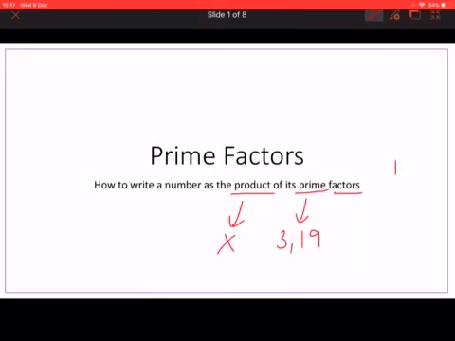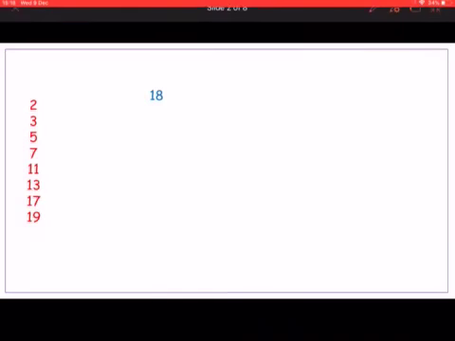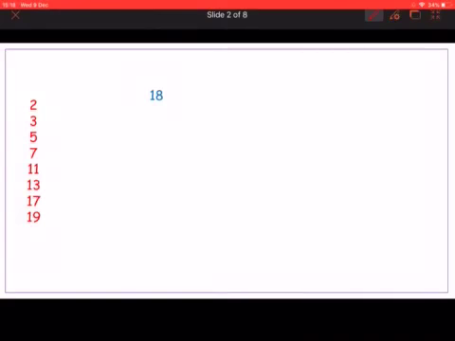So, for example, factors of 10 are 1, 2, 5, and 10. Because you can do 1 times 10 to get 10, and 5 times 2 to get 10. So they're all factors of 10. Now we're going to put all of this information together to help us write 18 as the product of its prime factors. Now what that means is we want to break 18 down into its prime factors. Now on the right in the red are the first few prime numbers, and hopefully we're not going to need any more than that.